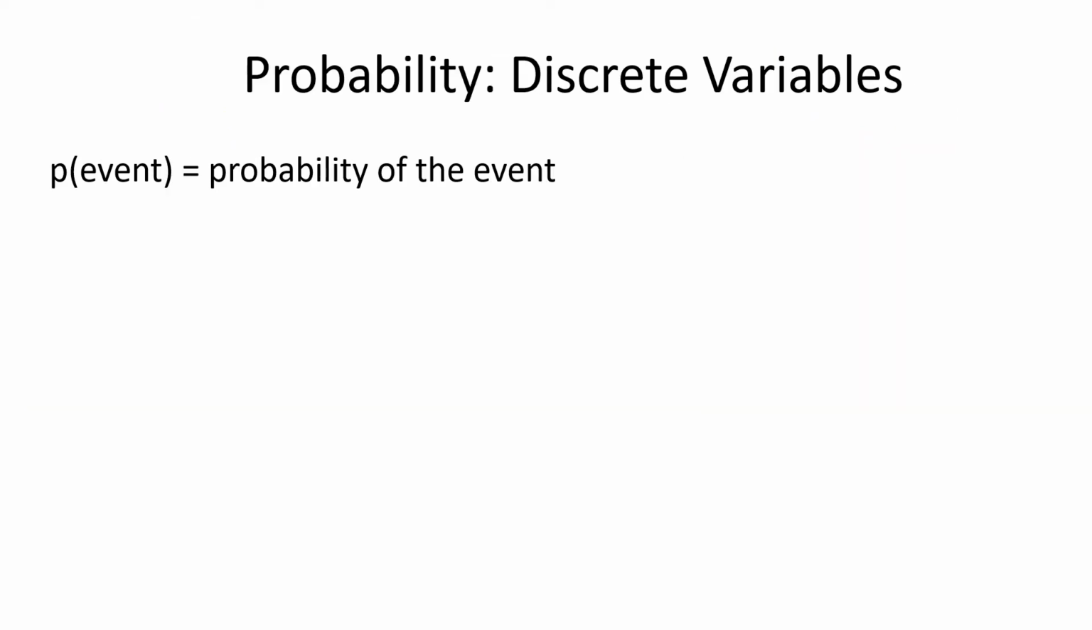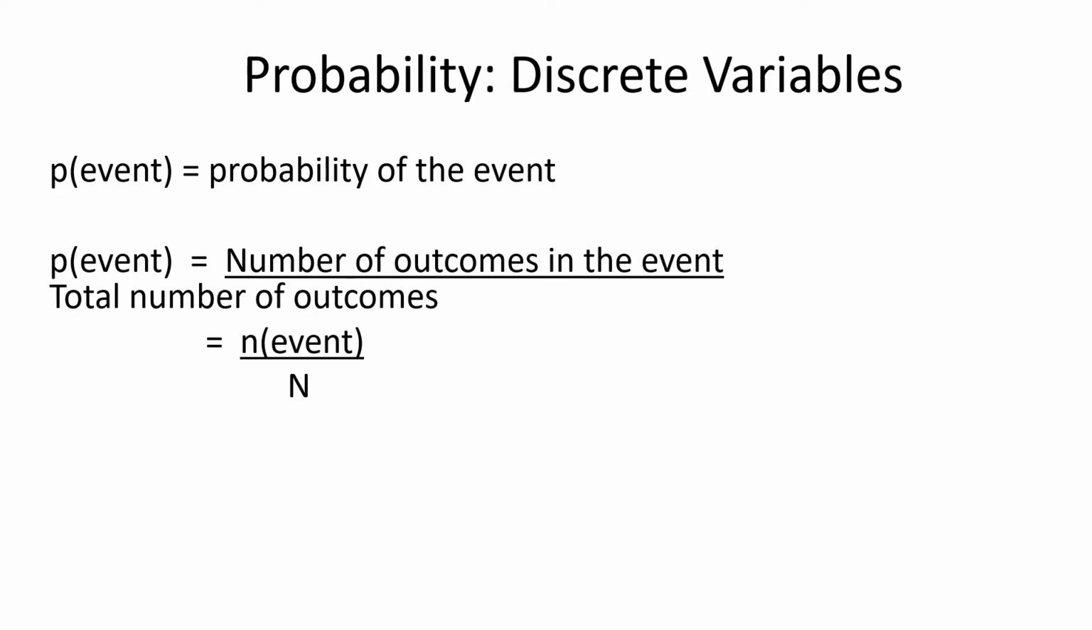So let's get to the computation side of things. The first thing to concern ourselves with is how do we calculate the probability of an event? Well, it's a very basic, easy formula. The probability of an event equals the number of outcomes in the event divided by the total number of outcomes. So just the n of the event, divided by the big N here, which indicates the total number of outcomes.